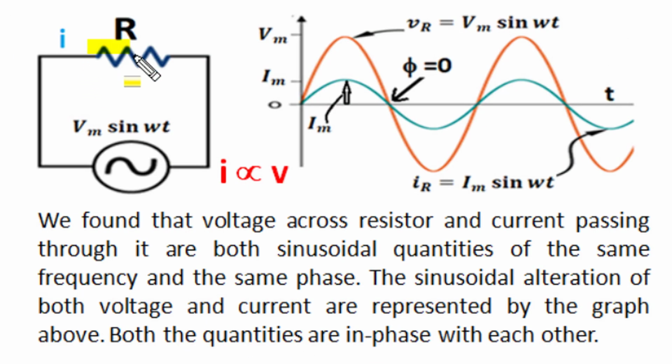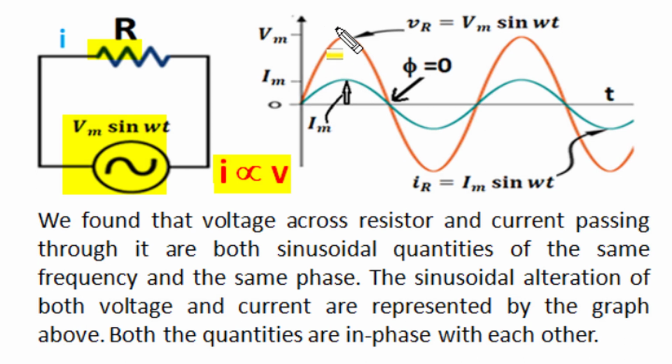We found that the voltage across the resistor and the current flowing through the resistance are proportional to each other, and when alternating sinusoidal voltage is applied across a resistance, as shown by this orange waveform, the current passing through it is also a sinusoidal alternating current of the same frequency and same phase.